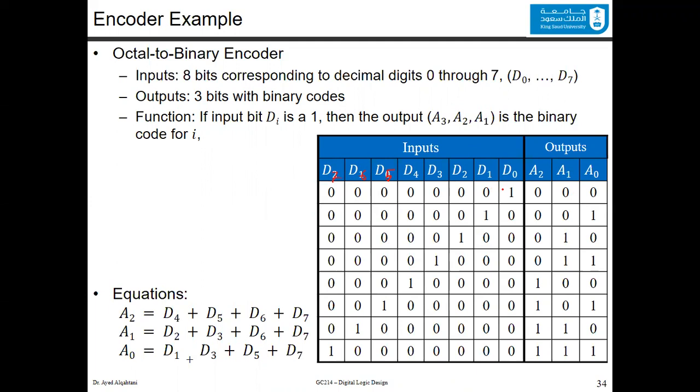What you want, if you have D0 equal to 1 and the rest are 0, then the generated code you want to be 0, 0, 0. If, for example, the 1 was corresponding to D4 and the rest are 0, this means that you want the generated code word to be 4, which is 1, 0, 0, and so on. So the function: if the input bit D of I is equal to 1, then the output A0, A1, A2 is the binary code for the I.